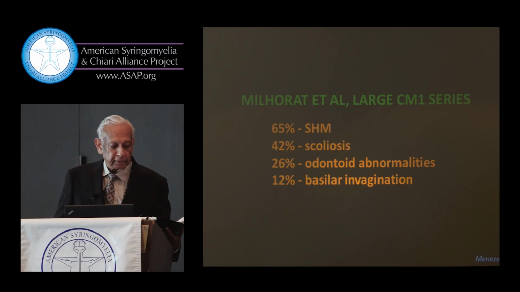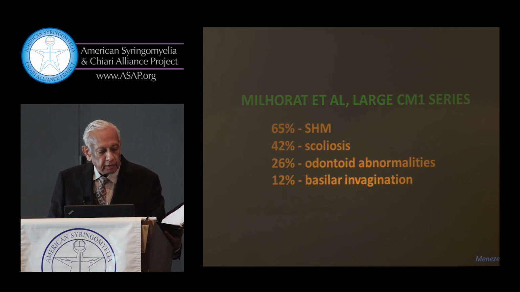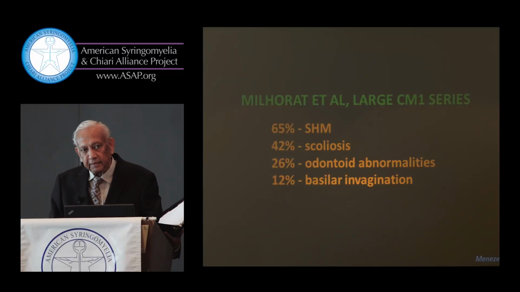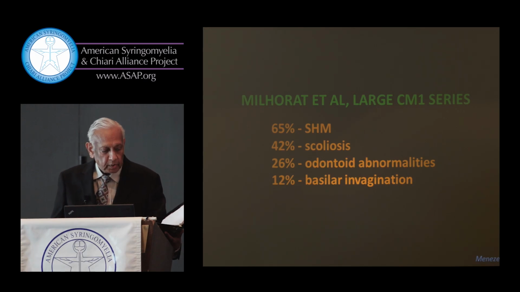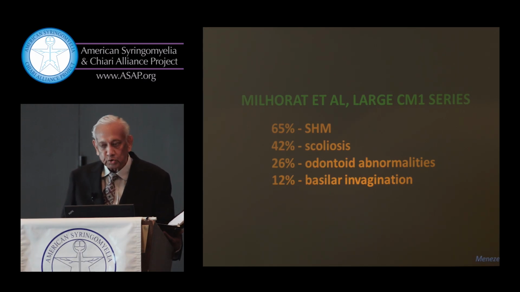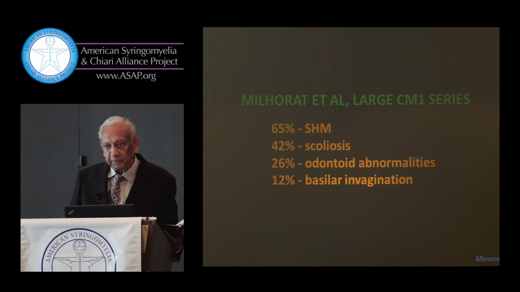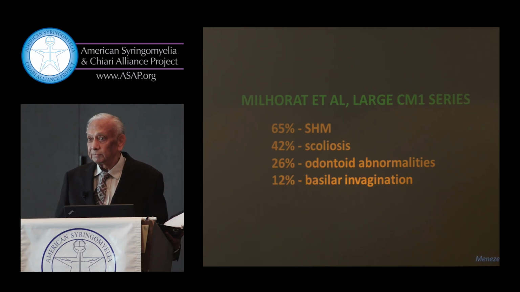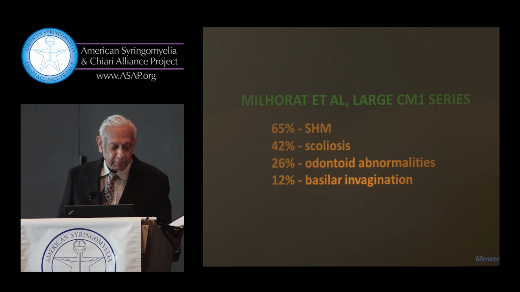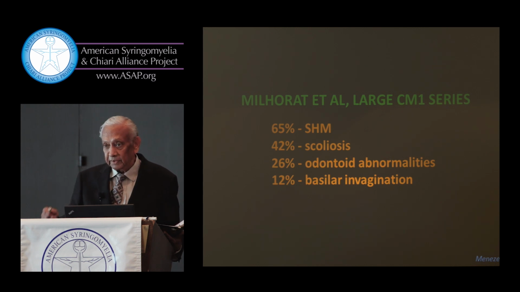In a recent comprehensive review by Tom Milhorat, who was one of the giants in this organization, he found a syrinx in 65% of patients. Scoliosis was in 42%. An abnormal odontoid process which pushed backwards was in 26%. Basilar invagination: what's basilar invagination? Just think of a pumpkin and a spike. Does the pumpkin come down? Does the spike go up? That's basilar invagination. It occurred in 12% of patients.